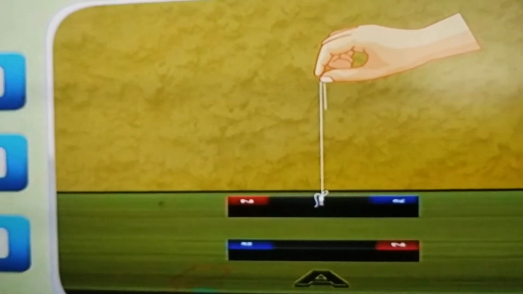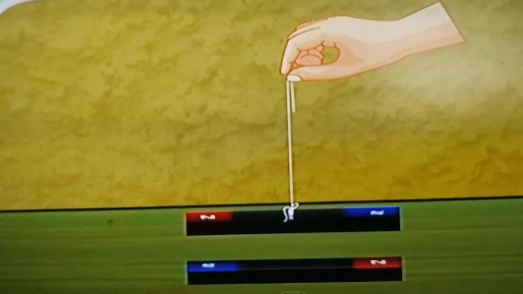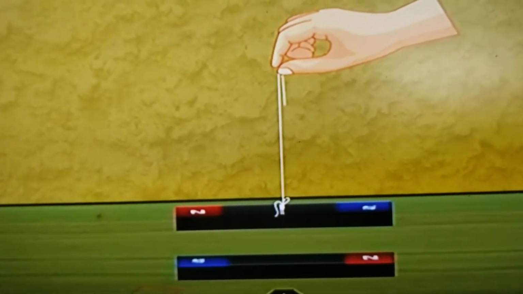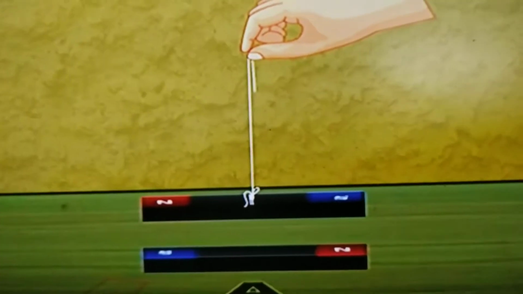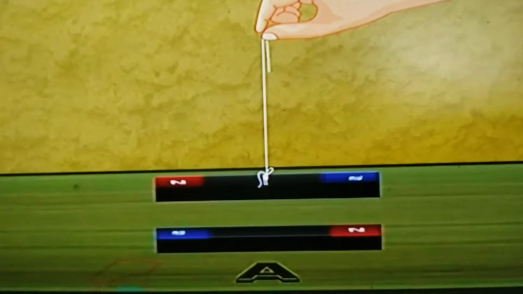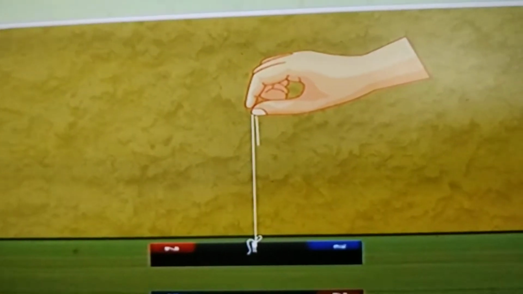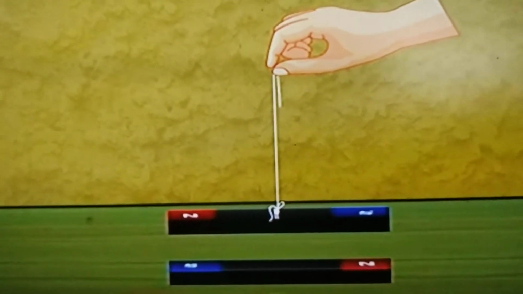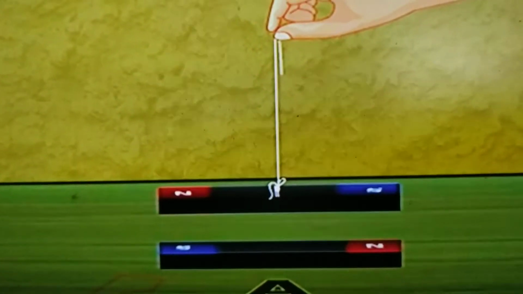Now another topic, earth as a magnet. See, we have noticed when we tied a bar magnet by means of a thread and suspended it, it always shows north-south poles, right? So why is it happening like that? Why does a bar magnet always show north-south poles? Let's test.